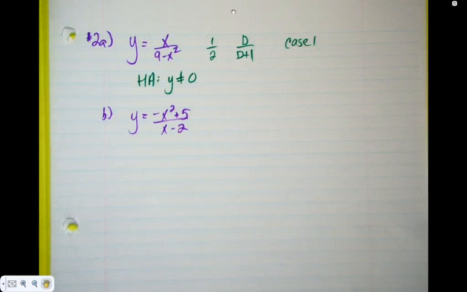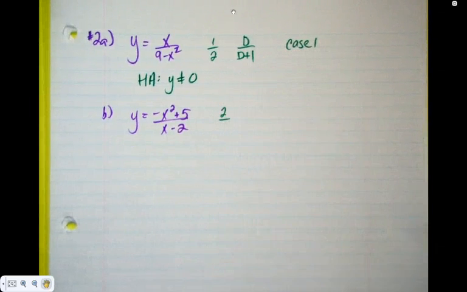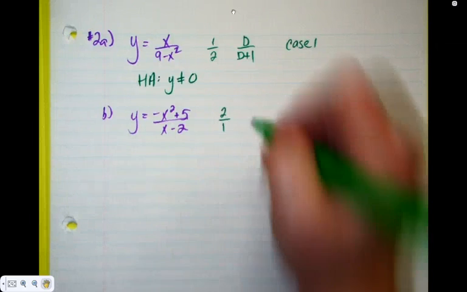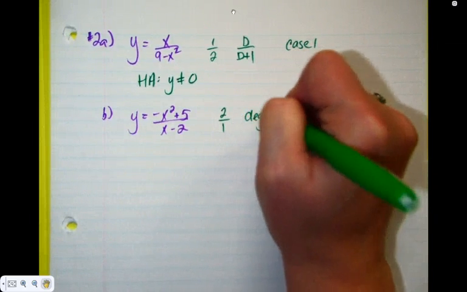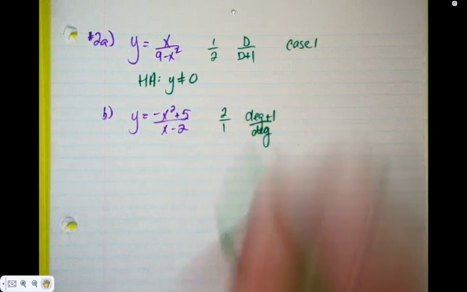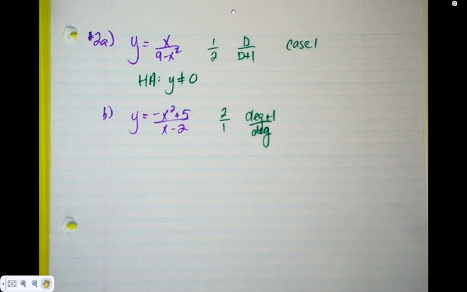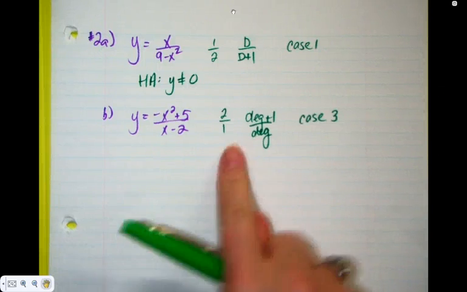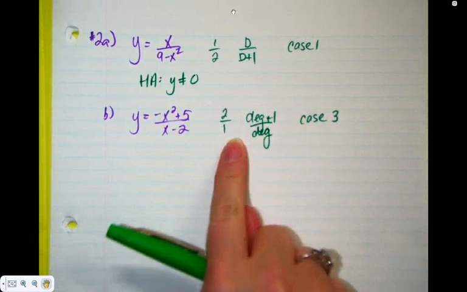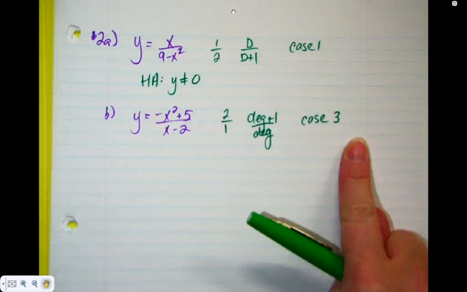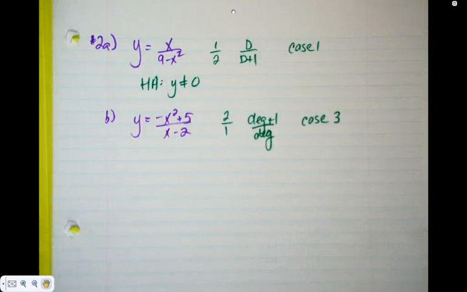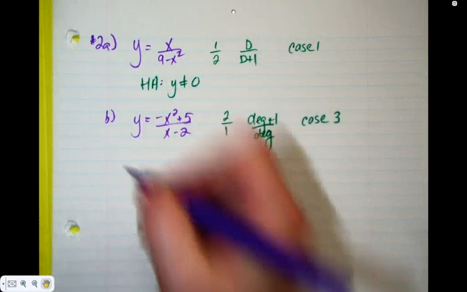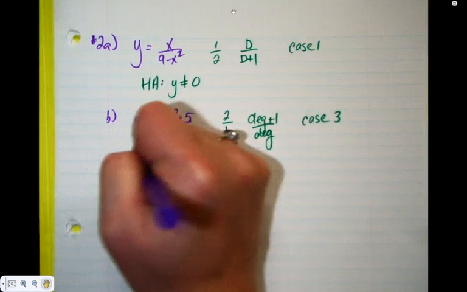Degree on the top, degree on the bottom. So I call that degree plus 1 over degree. That's case number 3, folks. Agree that it's case number 3? Okay. I would not normally write any of this. This is just the thought process to figure out that it's case number 3. Case number 3 tells you it's not a horizontal asymptote, it's an oblique asymptote.